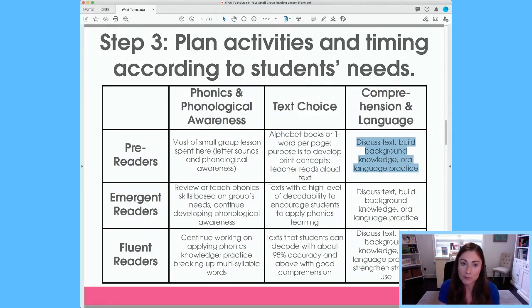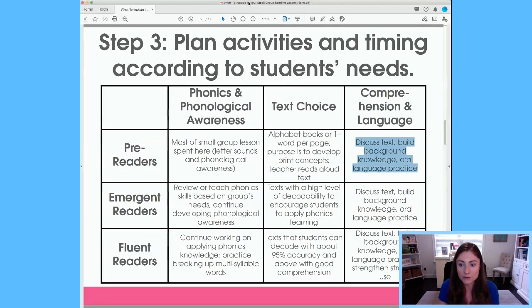This is like a jumping off point, right? We can discuss the text, build background knowledge, and do oral language practice. Because yes, part of reading is learning the letter sounds and being able to decode the words, but part of it is also comprehension, okay? And when it comes to comprehension, reading comprehension is basically the same as listening comprehension, because when we're reading, we have that reading voice in our heads, so we're listening to ourselves read.